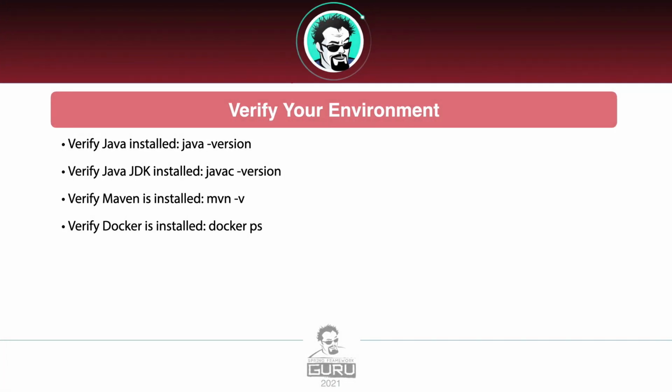Make sure that Java is installed. You can do that with java -version. Make sure the JDK is installed. I see that happen sometimes where you install the incorrect flavor of Java and get a JRE rather than a JDK. And to verify that, you can use javac -version. That tells you that the Java compiler is there, therefore you have the JDK. Maven, from the command line, ideally you'll be able to run mvn -v to show the version. And then Docker, of course, we want to see docker ps.